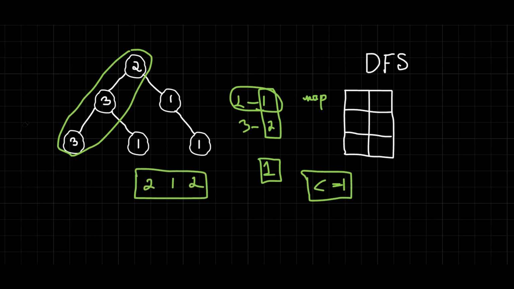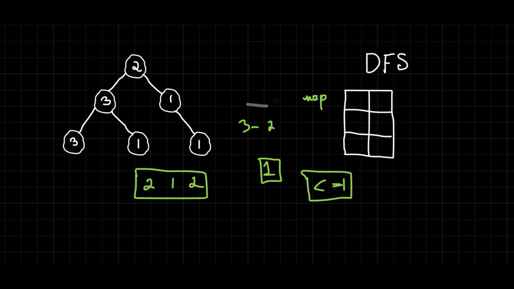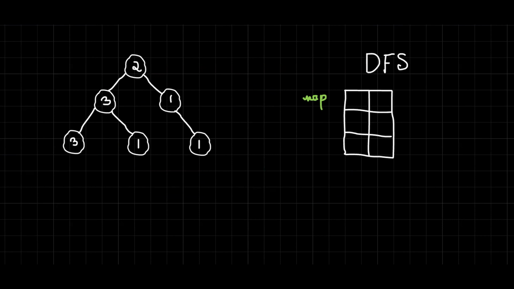So here, let's dry run the example by using this tree. Initially in the DFS call, we are at the node 2. So we have to increase the frequency of 2 by 1. Now from 2, we are at this node 3. So we have to increase the frequency of 3 by 1. Now from 3, we are at this node 3. So we have to increase the frequency of 3 by 1. Now the frequency of 3 will become 2.